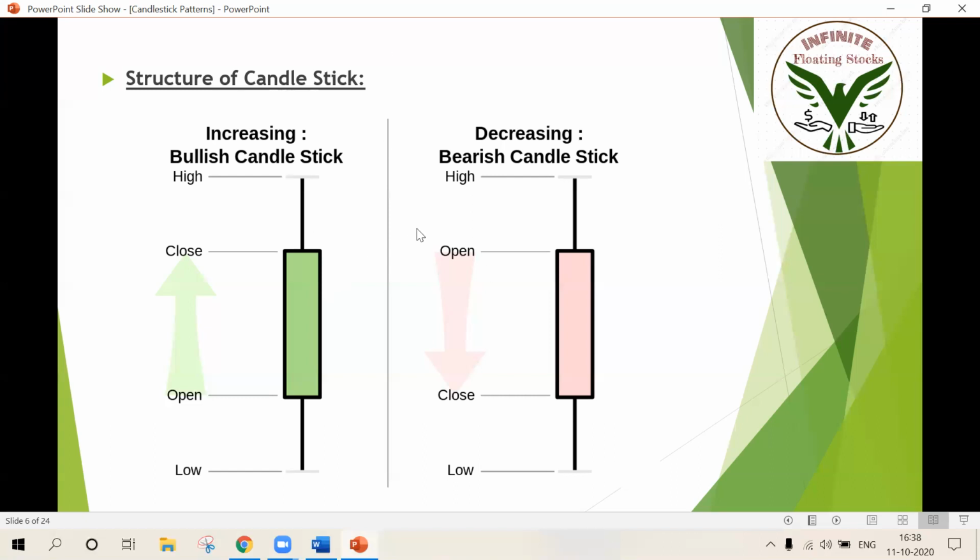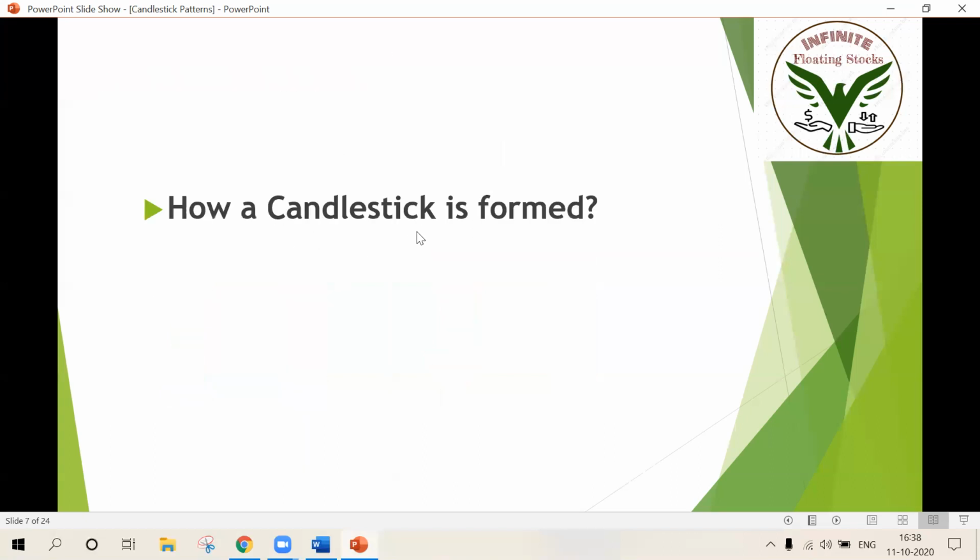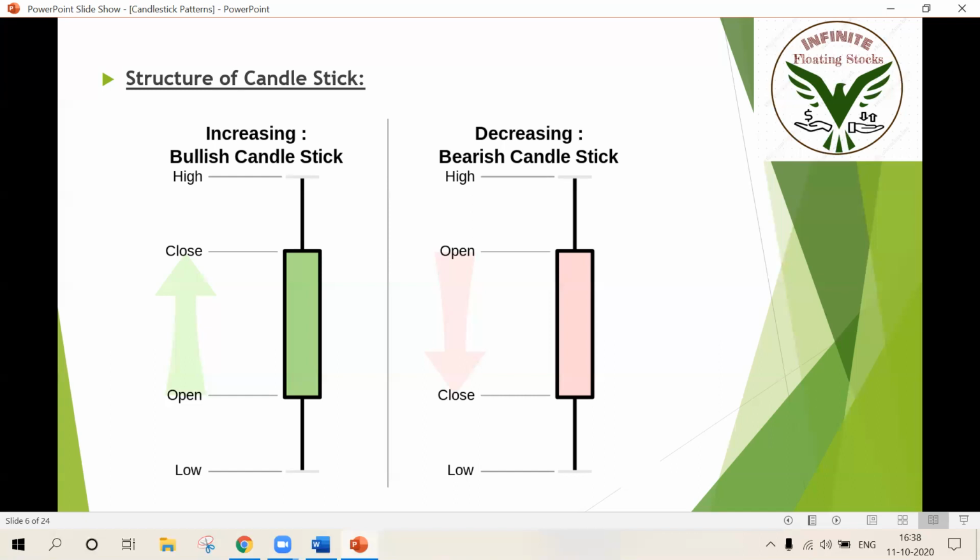So I'm going to explain how a candlestick is formed. That is our next slide. How a candlestick is formed is very simple. The candlestick will open at this part. The market will open here. Immediately after opening, sellers may come and push the price down.